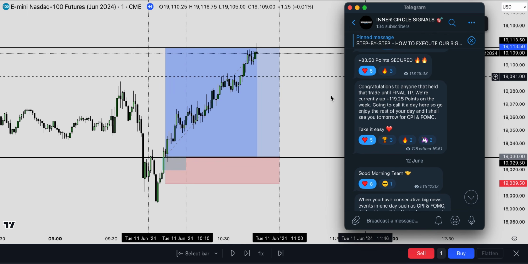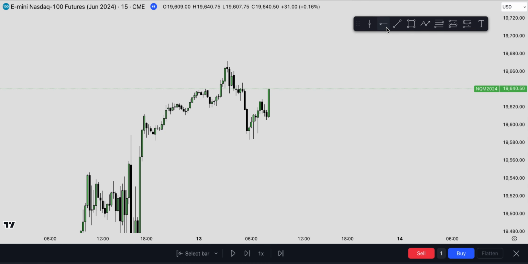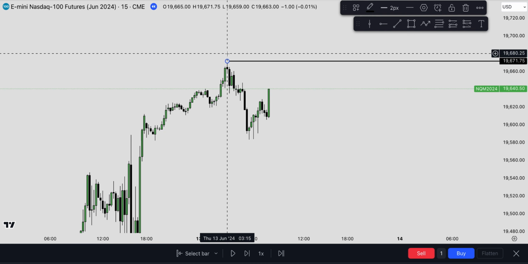All right, so now that we've gone over example number 1, let's go over one more example before we end the video. So first things first, once again, you mark out your buy side and sell side liquidity levels.